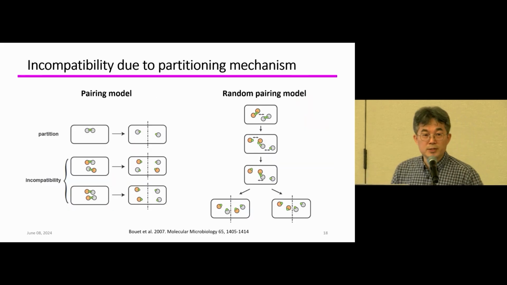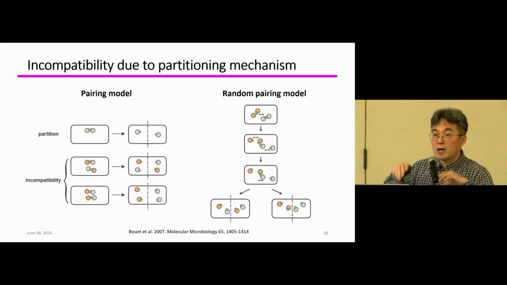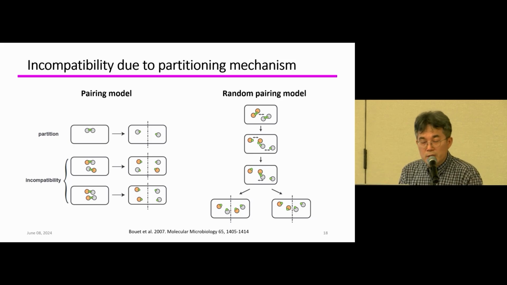Another mechanism is that even if their replication machinery has no conflict, if their partitioning mechanism is not compatible, meaning that the cell machinery does not recognize them as separate and compatible plasmids, what happens is that during partitioning, there's no guarantee of equal distribution between the two daughter cells during cell division. So especially for low copy number plasmids, the chance is very high. You will lose one of them very quickly.